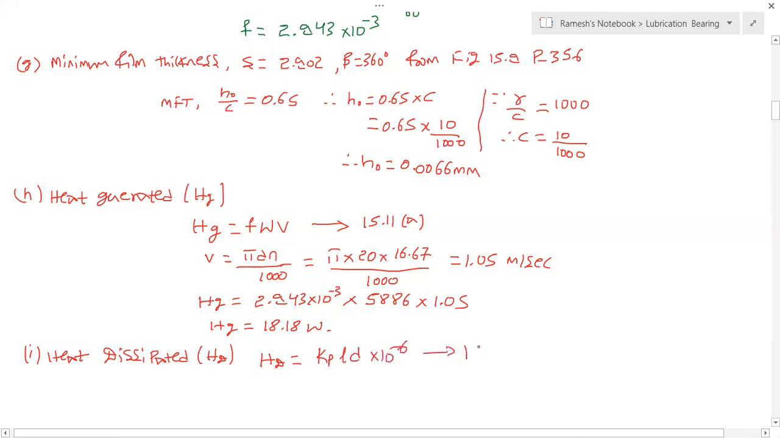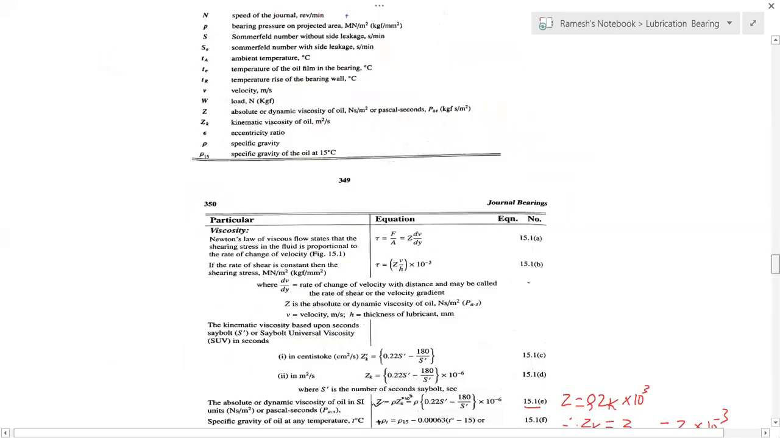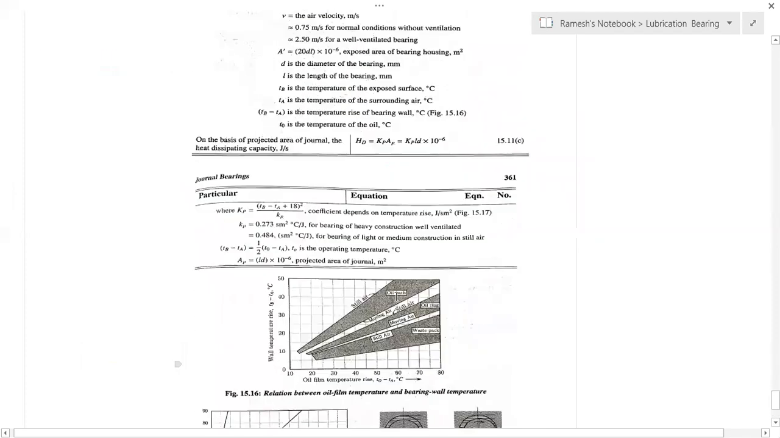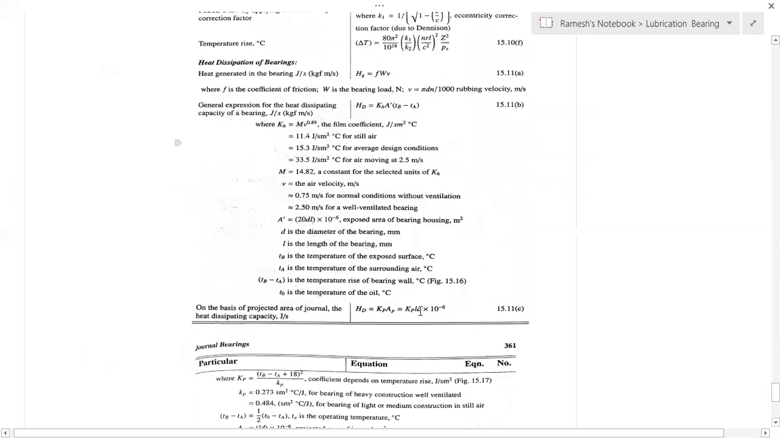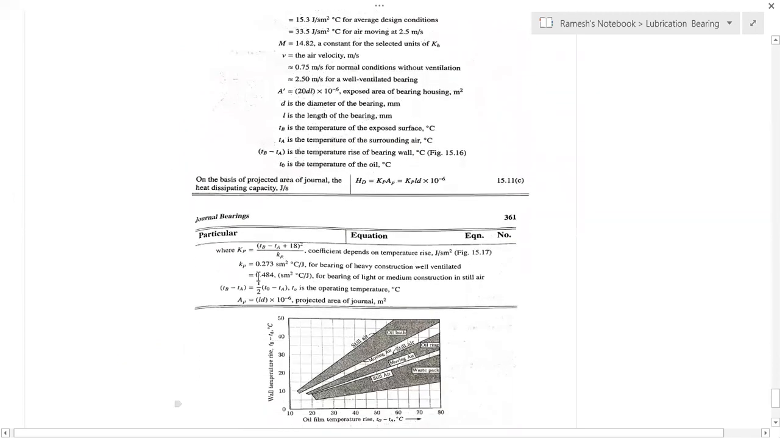This equation is 15.11c, which is also there on page number 360. I will show you the page number. Yeah, this is the equation 15.11c. This is the heat dissipated. In this, how do we calculate this Kp? Kp is given in the next page.